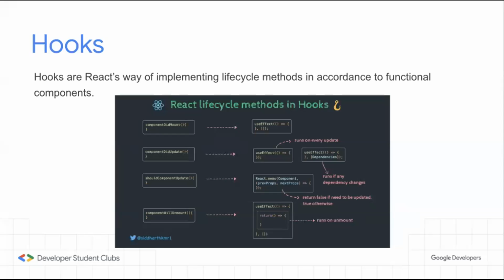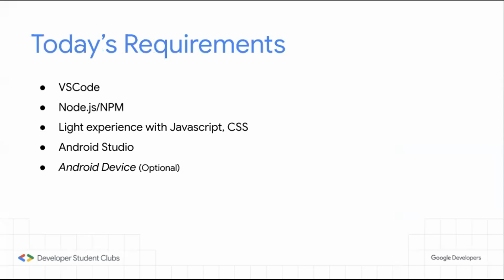So with that out the way, let's talk about today's workshop requirements. For our workshop today, we will be using these tools: VS Code, Node.js, a little bit of JavaScript and CSS, Android Studio, and an Android device is optional. When you are working in React Native, usually you can actually pull up your code and your application on your device. And because we are making an Android-centric application today, an Android device is optional if you want to play around with it.